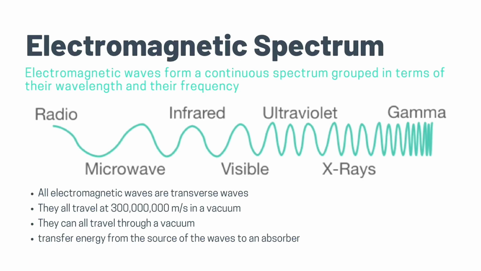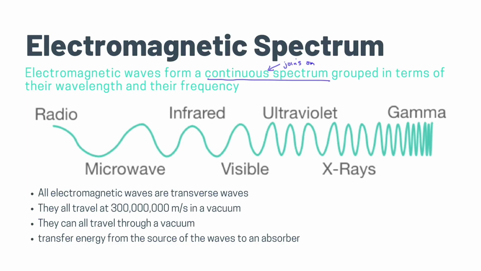First of all, the electromagnetic spectrum. What is it? Well, electromagnetic waves form a continuous spectrum. That means that one region continuously joins on to the next region. And those waves or regions are grouped in terms of their frequency and wavelength.